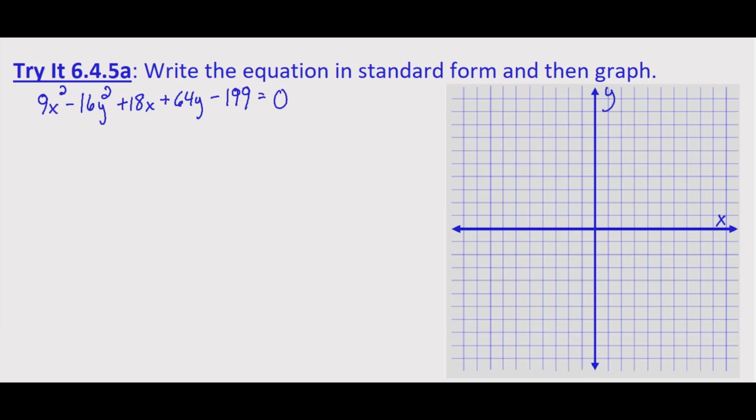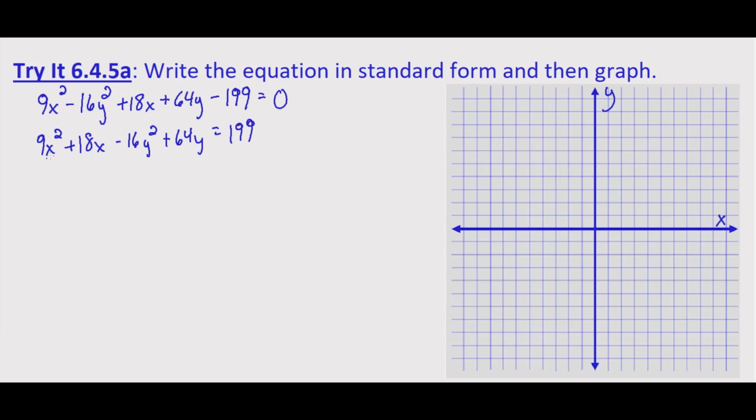Essentially, we complete the square with the x terms, and then we complete the square with the y terms. We make sure that we're adding the same thing on both sides of the equation. The first step is we move the constant to the right by adding it to both sides. In this case, since we're subtracting 199, we'd add 199. And then we put the x terms together and the y terms together. So 9x squared plus 18x minus 16y squared plus 64y equals 199.